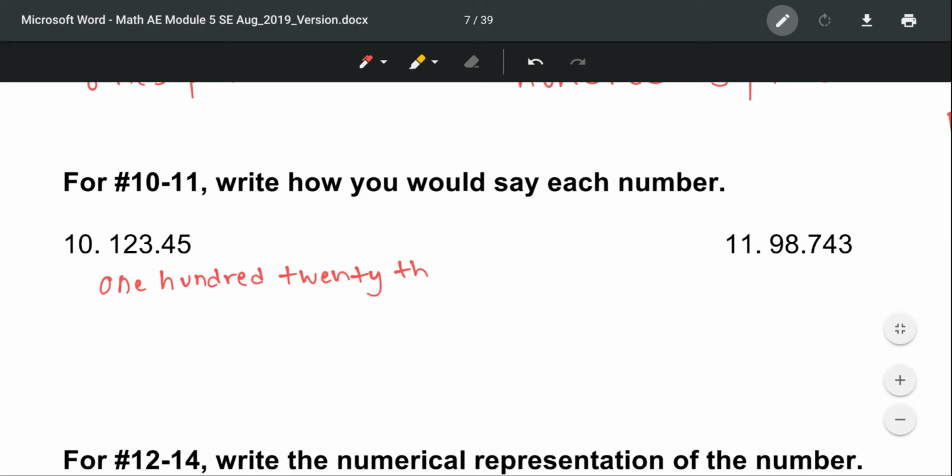123 and... So "and" is the decimal point, 45 hundredths. Since your last value of 5 ends in the hundredths place, then that's the word that you would have to write out.